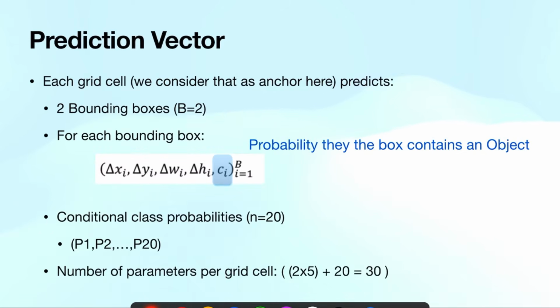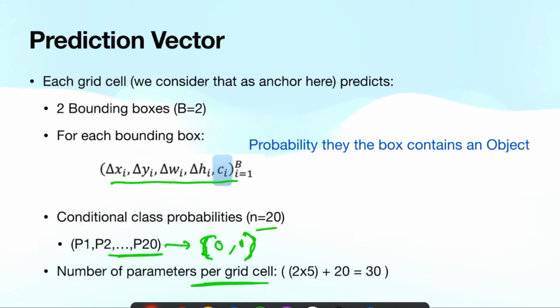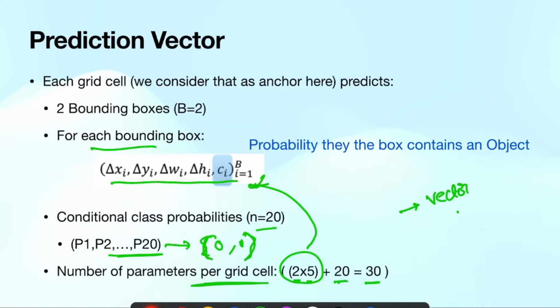And then we have the class probabilities. For the class probabilities, we have a vector of 20, because for Pascal VOC the classes are 20. Now these will be the prediction values, which will be between 0 and 1. It can be 0 also, 1 also. The number of parameters we are discussing is per grid cell. So these are 5 values for each bounding box. So 2 boxes are there and each has 5 values, and then plus 20 class scores. Total gives me 30 values. So for each grid cell, we are getting a vector of 30 values.